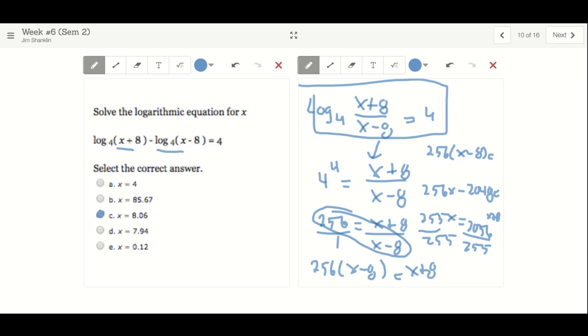So those are the times when you look at a problem and it really looks hard to do. But after the first or second step, it's like, no, this is no longer a log problem. This is no longer an exponent problem. This is just a regular equation that I have to solve. All right, let's try the next one.